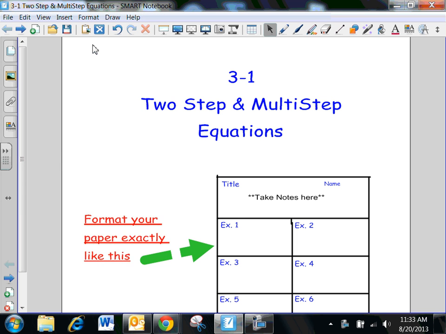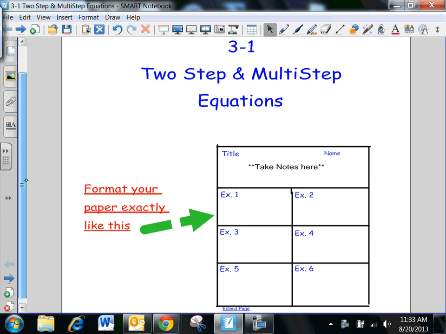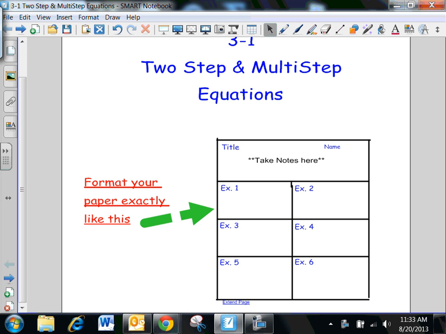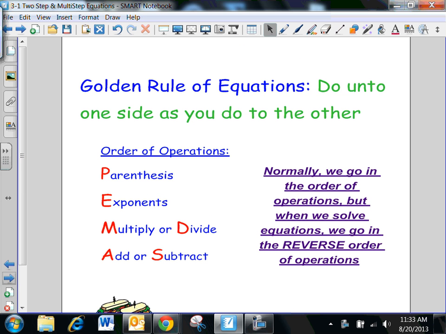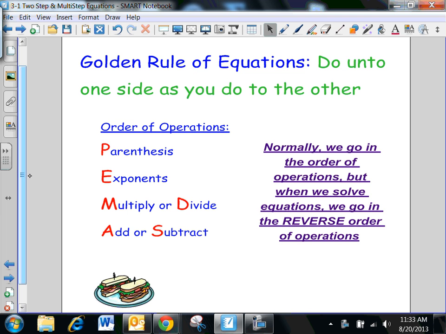So the lesson for tonight is 3-1, two-step and multi-step equations. And I want you to format your notes exactly like the screen has it here, where it has the notes at the top and then 6 examples divided up into boxes. I want you to format your paper exactly like that. It should just be one page. Okay, here's the notes. I want you to copy down what's written there.